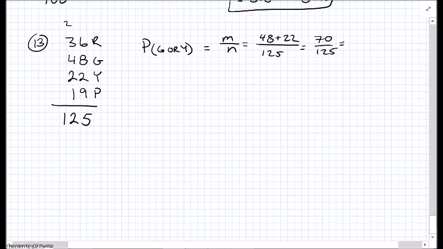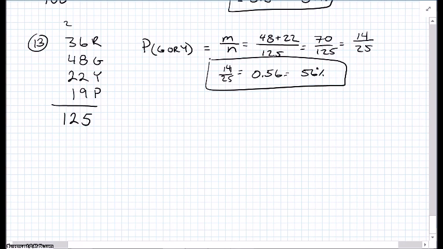So we can probably factor out a 5. So we're going to get 14 over 25, which would give us a decimal of 0.56, or 56%. So 14 over 25, 0.56 or 56%.